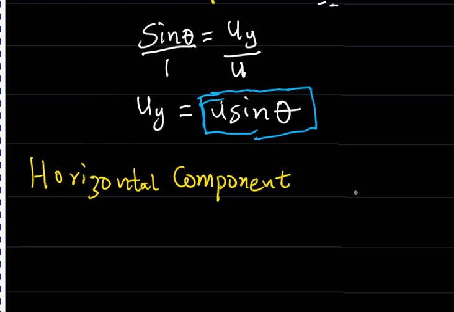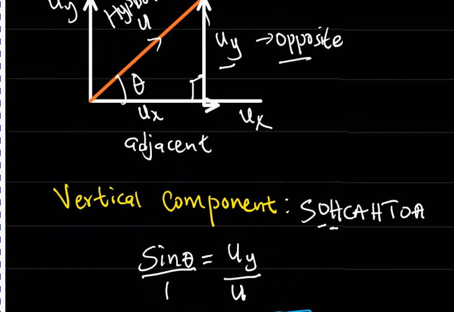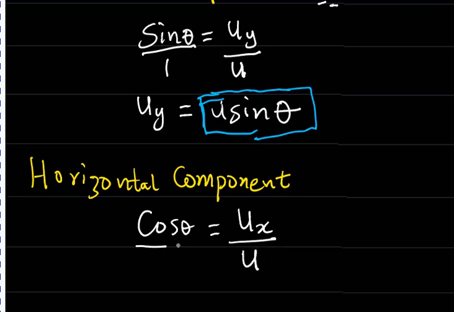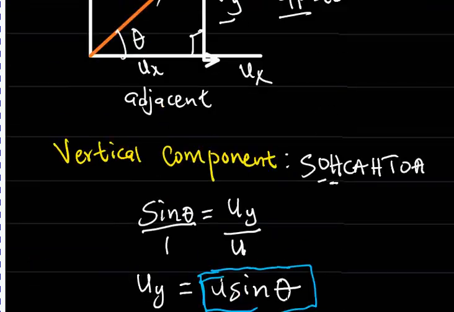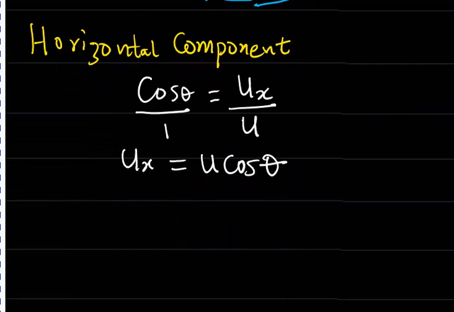So for the horizontal component, this time we are looking at adjacent being the horizontal, and hypotenuse, that is cos theta from our trigonometrical ratio. Cos theta is equal to adjacent, that is the horizontal component, divided by the hypotenuse, which is u. So I will do the same, cross multiply. So ux, being the horizontal component, is u cos theta. So anytime I'm considering the velocity in the horizontal direction, it is going to be u cos theta. So please take note of that.